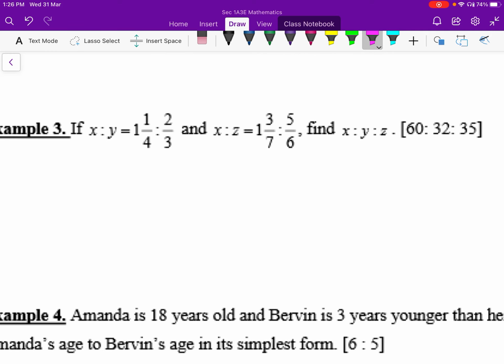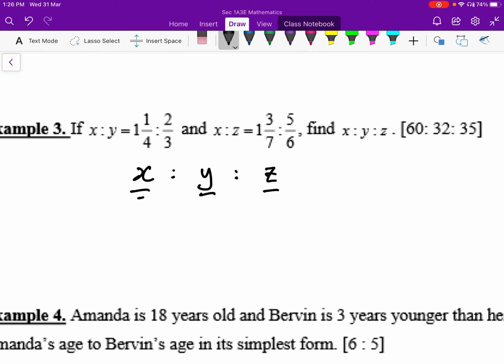Okay, so let's go on to example number 3. X to y is 1 1/4 to 2/3. X to z is 1 3/7 to 5/6. Find x, y, z. So we're going to write this way, x to y to z. This is my presentation. We're going to eventually combine all 3 quantities together in one single ratio. So let's start with what we know first.